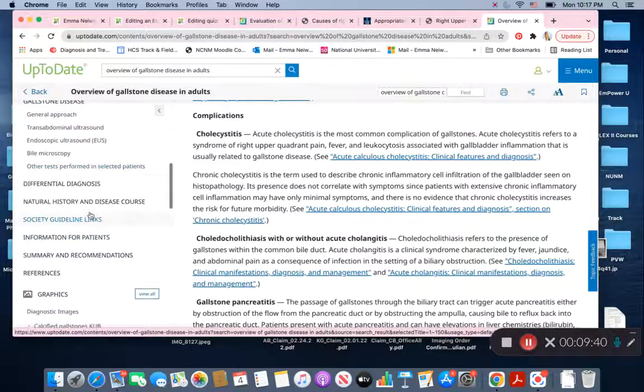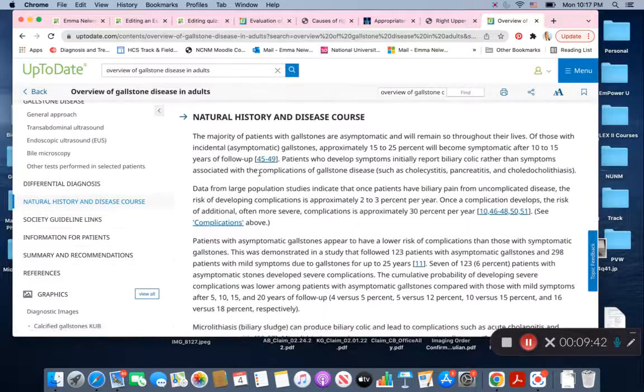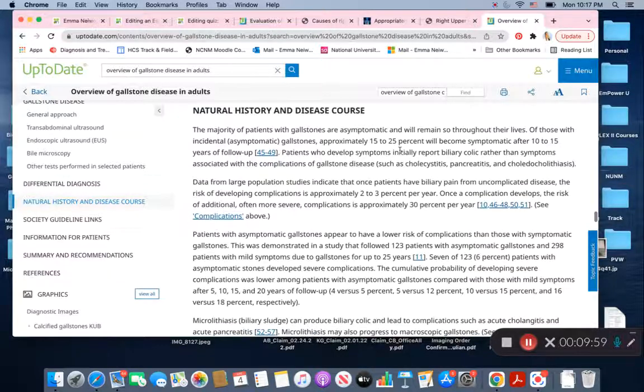We can see here under natural history and disease course that approximately 15 to 25% of patients that have asymptomatic gallstones will become symptomatic over 10 to 15 years. So that means that 3/4 of people who have asymptomatic gallstones aren't going to ever become symptomatic over that 10-year time frame. So it's not necessarily very common, but it's just something to keep in mind.